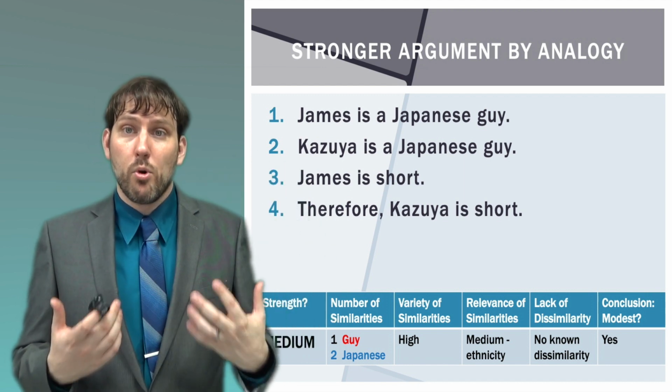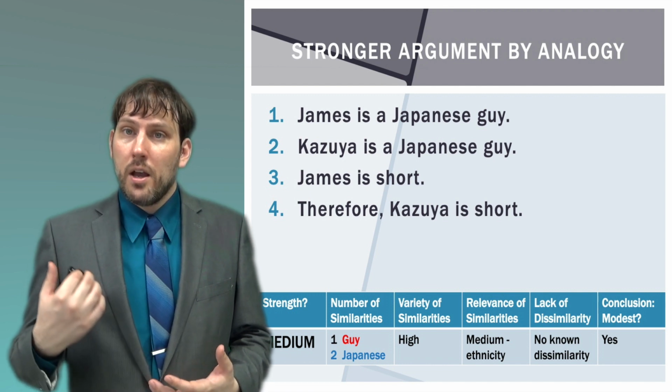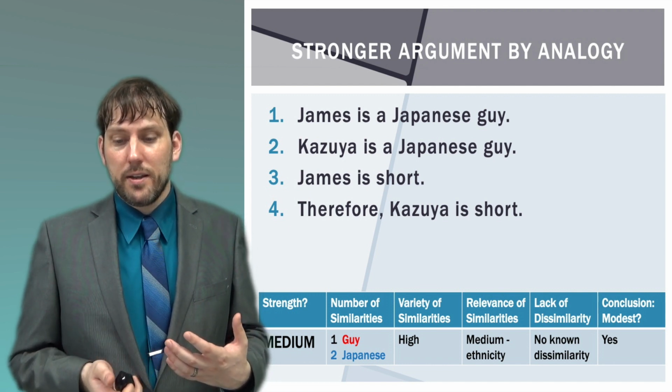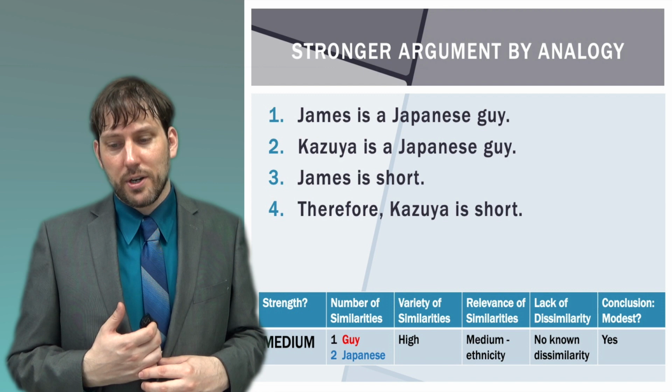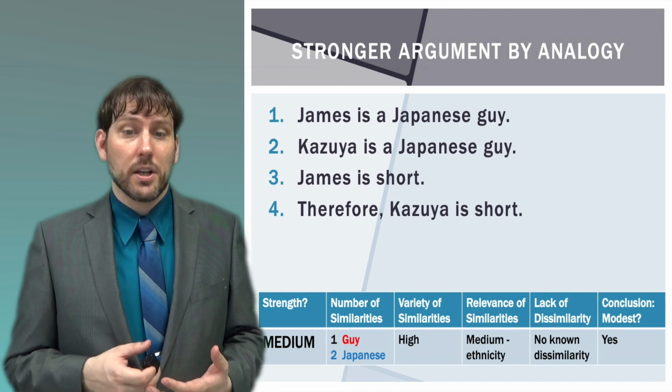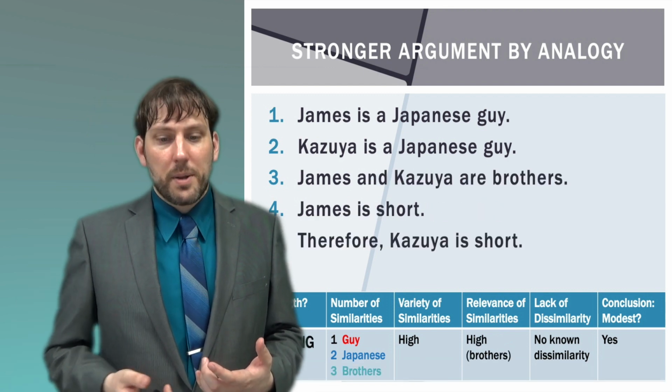So we're getting more relevance here. We have ethnicity, which often relates to height, and we have no known dissimilarities. So we still have our modest conclusion. This is getting stronger. So this is one I would say is strong.